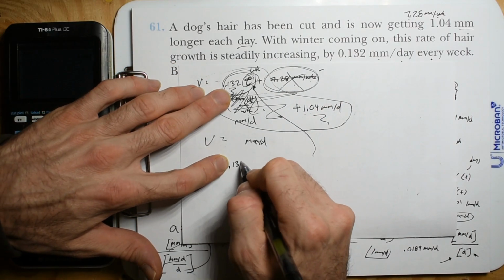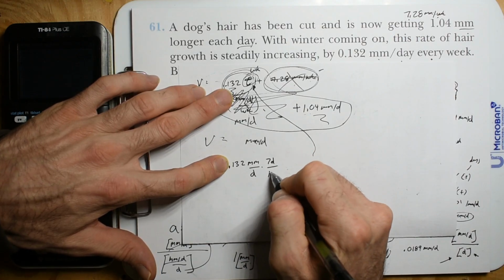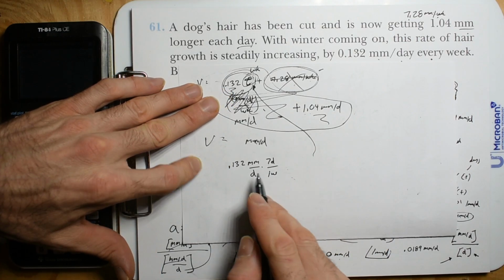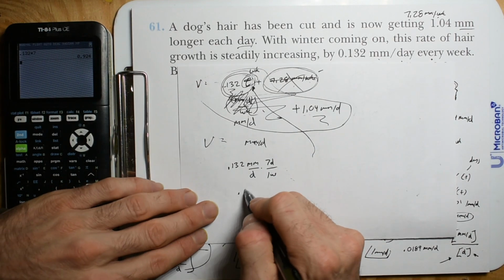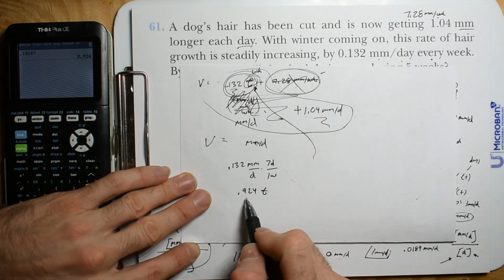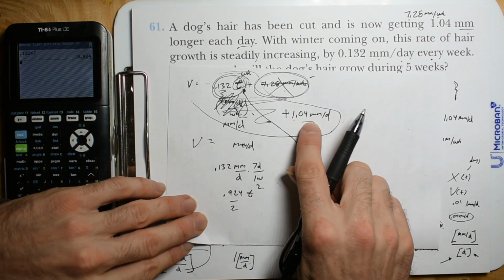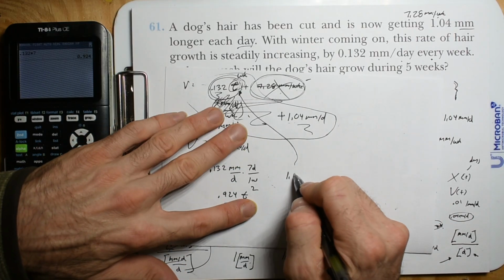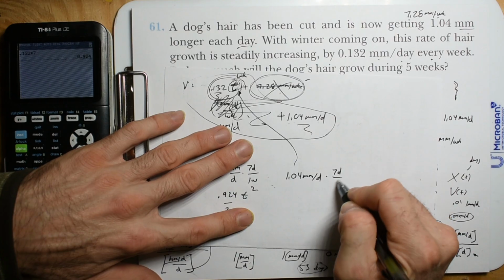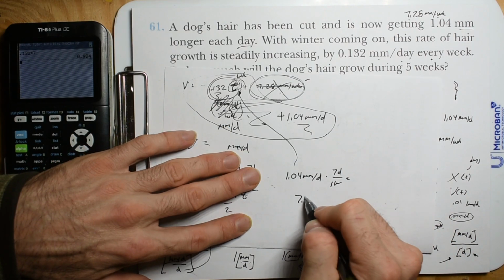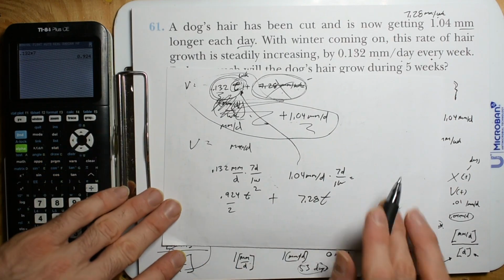So this is going to be 1.32 millimeters per day times 7 days per week. This is going to be a multiplication of 7, and hell yeah, you get that 0.924 t. Cool. And then when we integrate, that's going to be that term. This term over here is in millimeters per day. We want to go 0.04 millimeters per day, 7 days per 1 week. So this is going to be 7.28. When we integrate this, we're going to get a t. So, yep. So there you go.